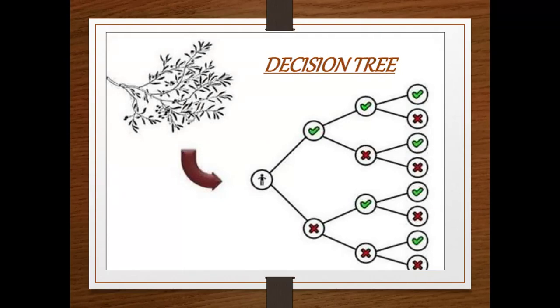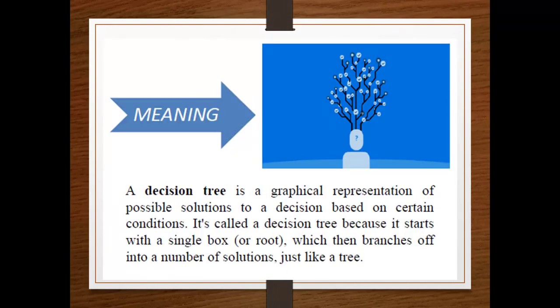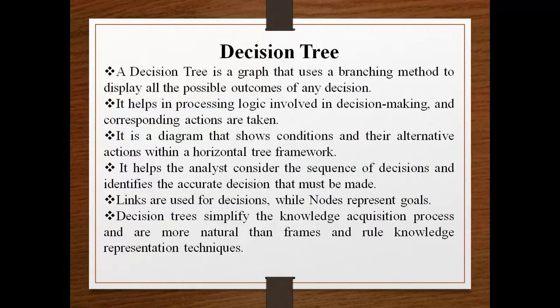Decision tree. What do you mean by decision tree? It is a graphical representation of possible solutions. I am going to have a problem and a number of solutions to it, and based on certain conditions, I am going to decide what path I am going to follow. So it is called a decision tree because it starts with a single box, that is a root, and then branches off into a number of solutions just like a tree. That is the reason it is called a root, and it has branches. It is called a decision tree.